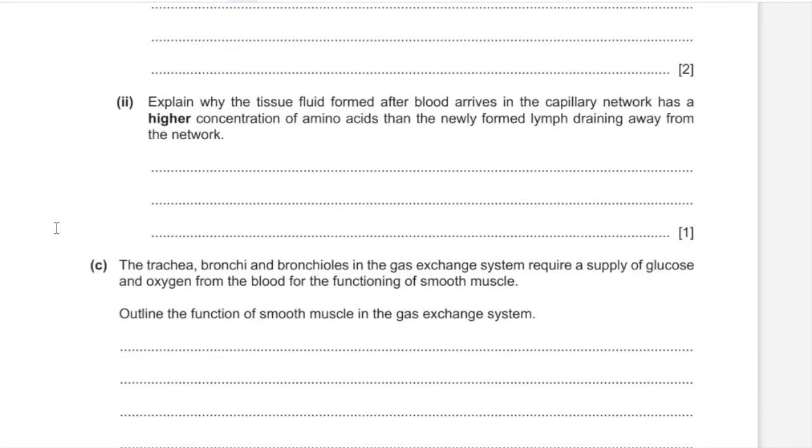2. Explain why tissue fluid formed after blood arrives in capillary network has a higher concentration of amino acids than the newly formed lymph draining away from the network. So lymph forms after tissue fluid that forms from the blood has passed between the cells, and during the tissue fluid flowing between these cells, the cells take up any required amino acids, and so in the time that tissue fluid forms lymph or drains into lymphatic vessels, all of the amino acids have been used up.